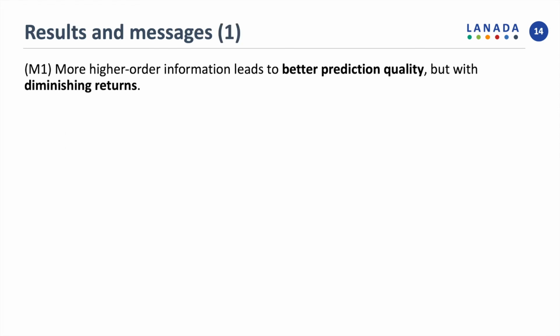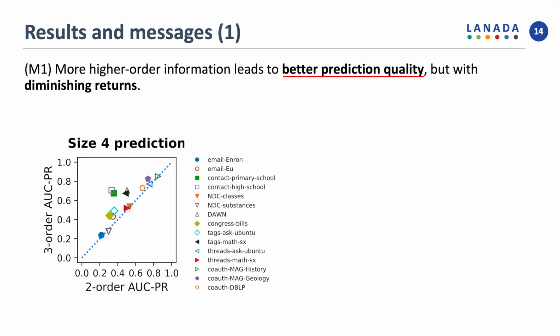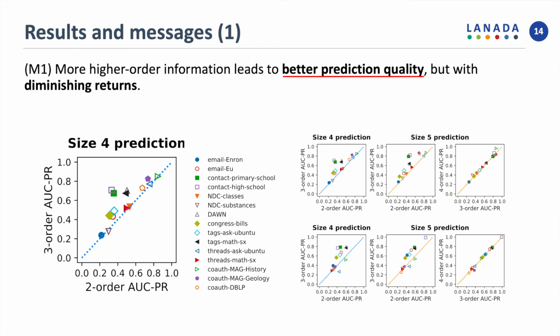We deliver 3 messages as a result. The first message is that more higher-order information leads to better prediction quality but with diminishing returns. If we compare the performance between 3-order expansion and 2-order expansion, we can see that 3-order expansion performs better. The same goes for many different settings.